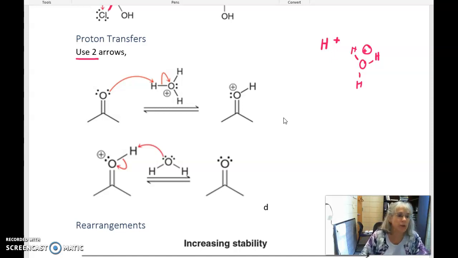So here we've got a proton transfer. We start with these electrons right here. And they attack this positive area of a proton. And we end up with these electrons making this bond right here. And it's not drawn, but you also end up with a water.